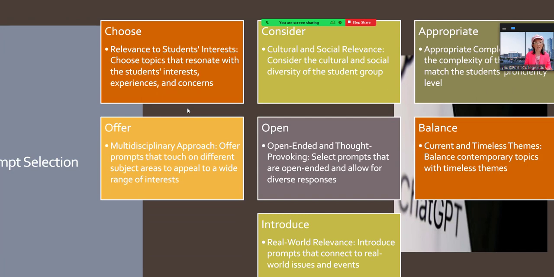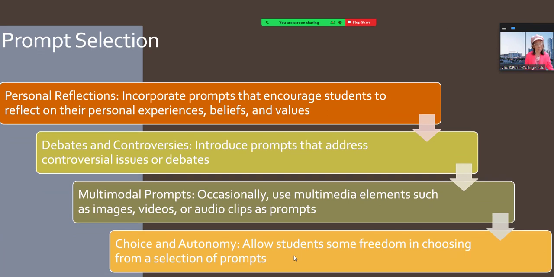Prompt selection. This is key. In order to get the right answers from ChatGPT, you have to write the correct prompt. You could choose prompts that are relevant to you. You could choose prompts with cultural and social relevance, appropriate prompts, and a multidisciplinary approach. Offer prompts that touch on different subject areas, open-ended and thought-provoking prompts. You must have prompts that are current and timeless, and introduce real-world relevance to your prompt selection.